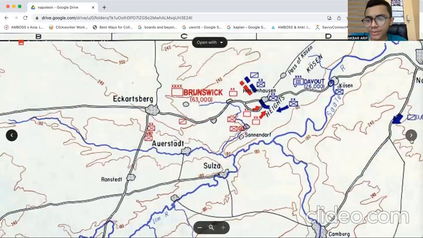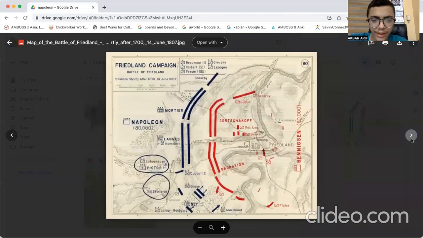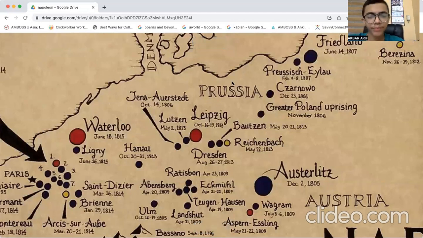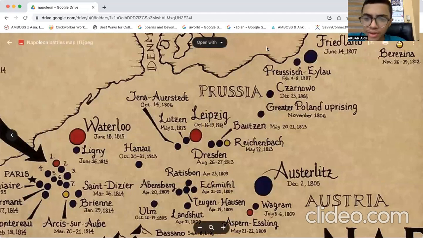As we saw, the Prussians are defeated completely. Now what happens? The Russians see the defeat of the Prussian army in Jena and Auerstedt, and they retreat.